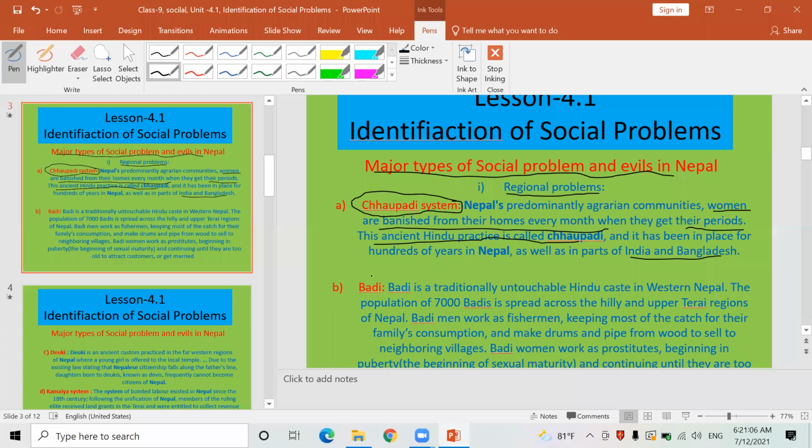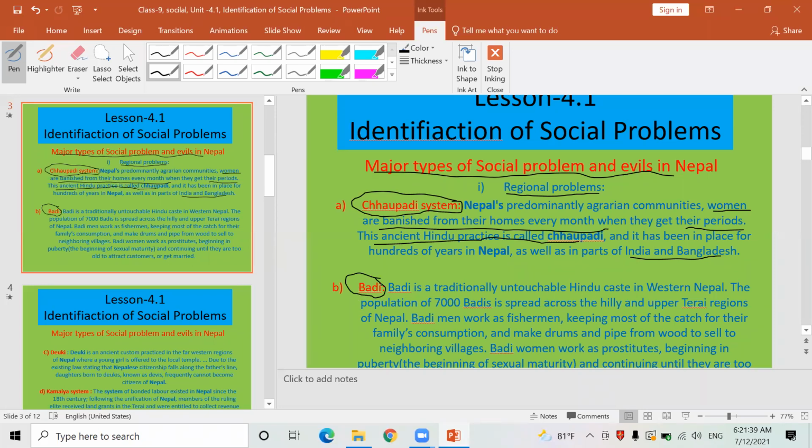Now let's take another social evil. These are social evils which I am describing for you. Badi. Have you heard about Badi? I think when I was teaching you in class 7, I gave the definition of Badi, or I described it, although I'm going to describe it again. Look here, Badi is a traditionally untouchable Hindu caste in Western Nepal. Who are Badi? Badi is a caste, keep in mind.